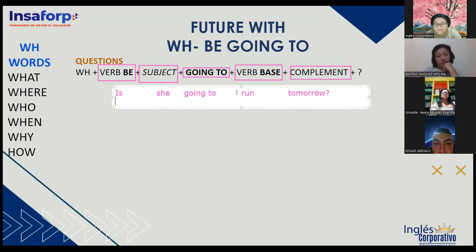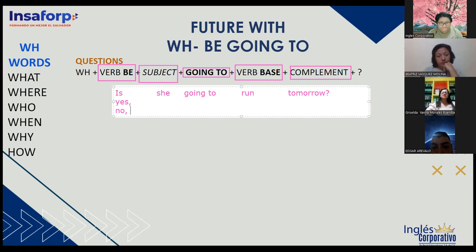¿Cuáles serían esas dos respuestas? Una yes, y la otra no. Exactly. Cuando yo tengo este formato de pregunta, yo puedo tener esas dos respuestas, que es la común, right? El yes o el no. Entonces, con yes and no, sigo una estructura que digo yes, she is, o digo no, she isn't. O completo, right? No, she is not.